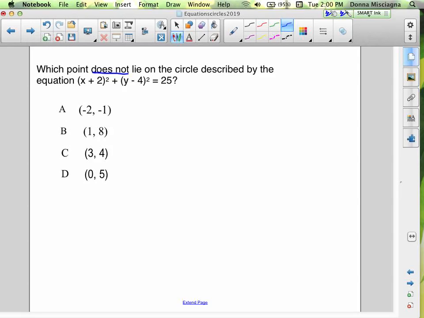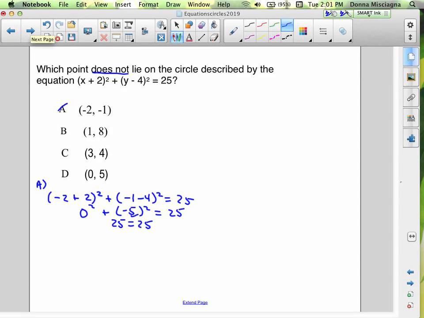So this is A: (-2 + 2)² + (-1 - 4)² = 25. Well, -2 plus 2 is 0. And -1 minus 4 is -5. (-5)² is 25. That checks out. So A is not our answer. A is on the circle.